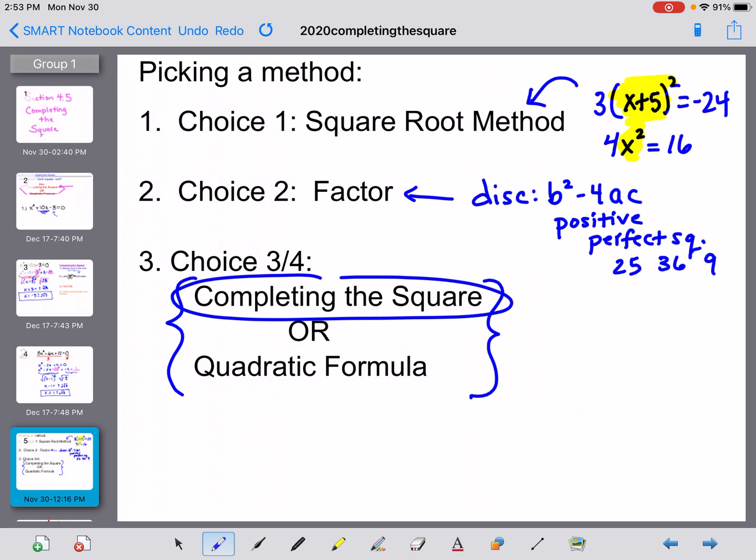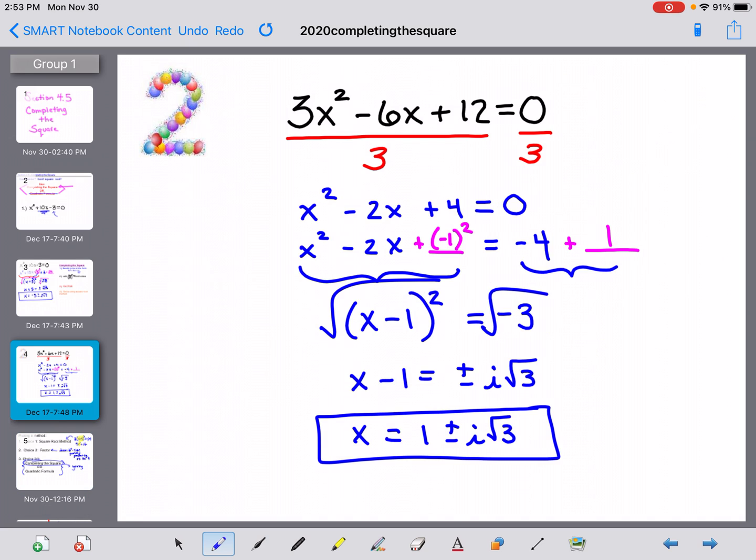But completing the square can be yucky, right? Why could completing the square be yucky? How could this problem be a yucky problem? Well, if this 3 doesn't divide evenly into everything, right? Let's just pretend for a second that this was an 8 here. Ugh, gross. That would not be fun.